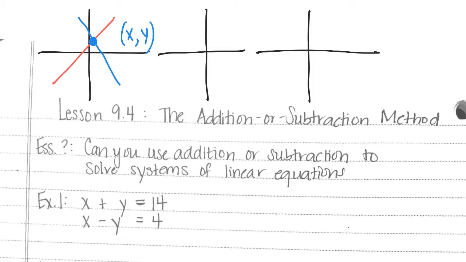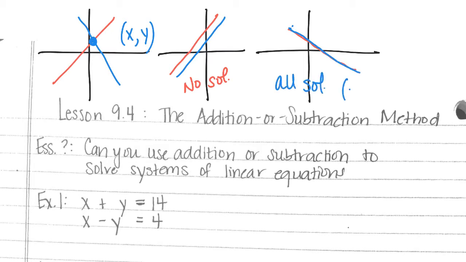My next scenario, my 2 lines, one in red, one in blue, are parallel. This creates no solution. And my last scenario is if I have a line and then I have the exact same line in blue, this creates an all solution. Sometimes you'll see it as infinite number of solutions. So just be prepared that all and no solutions might not be exactly those words.